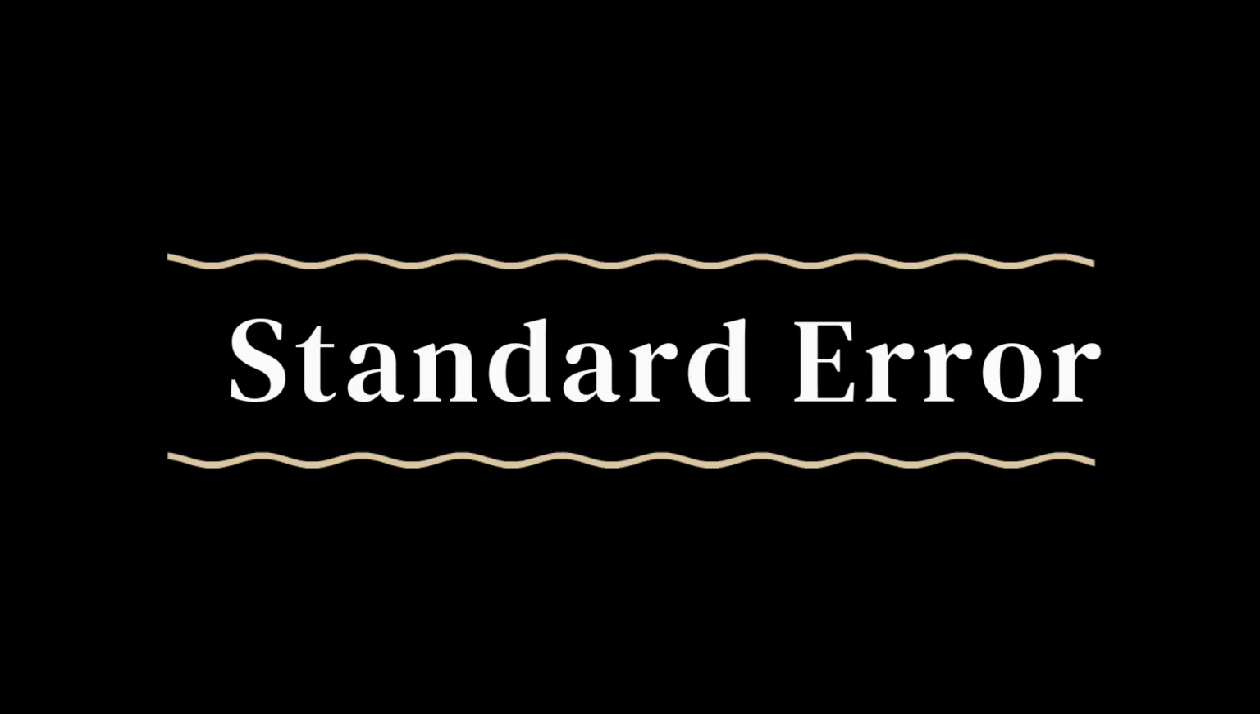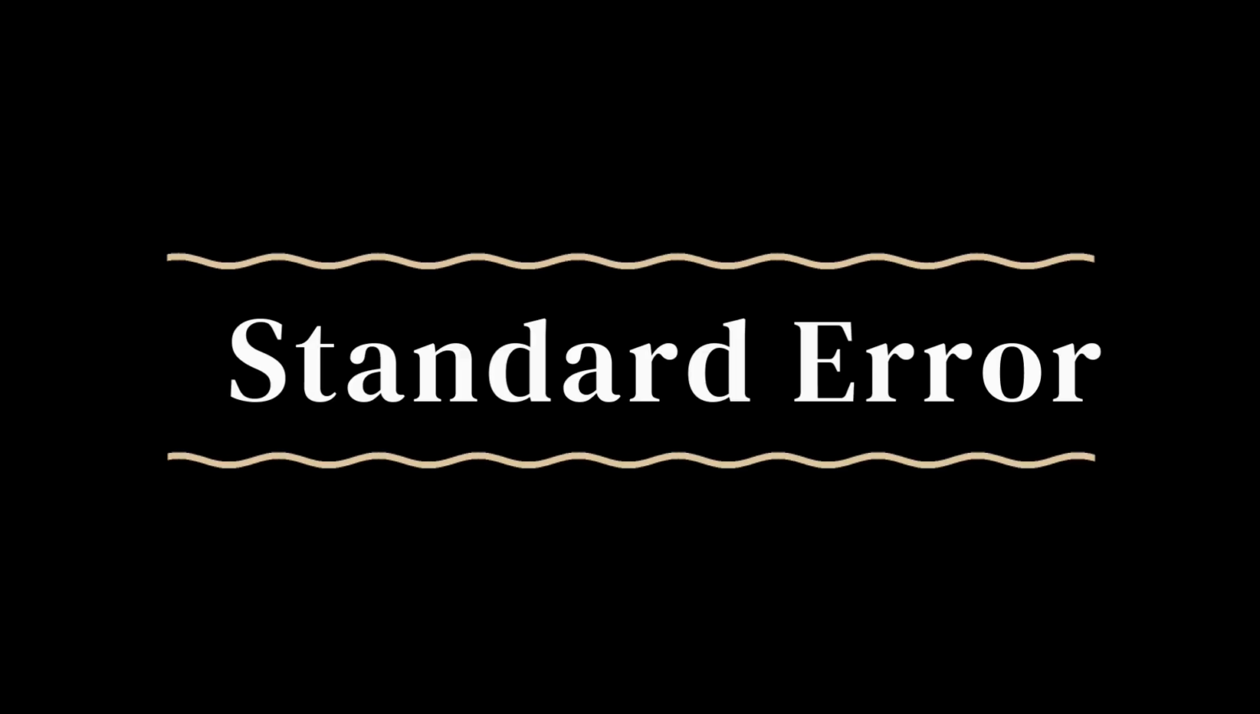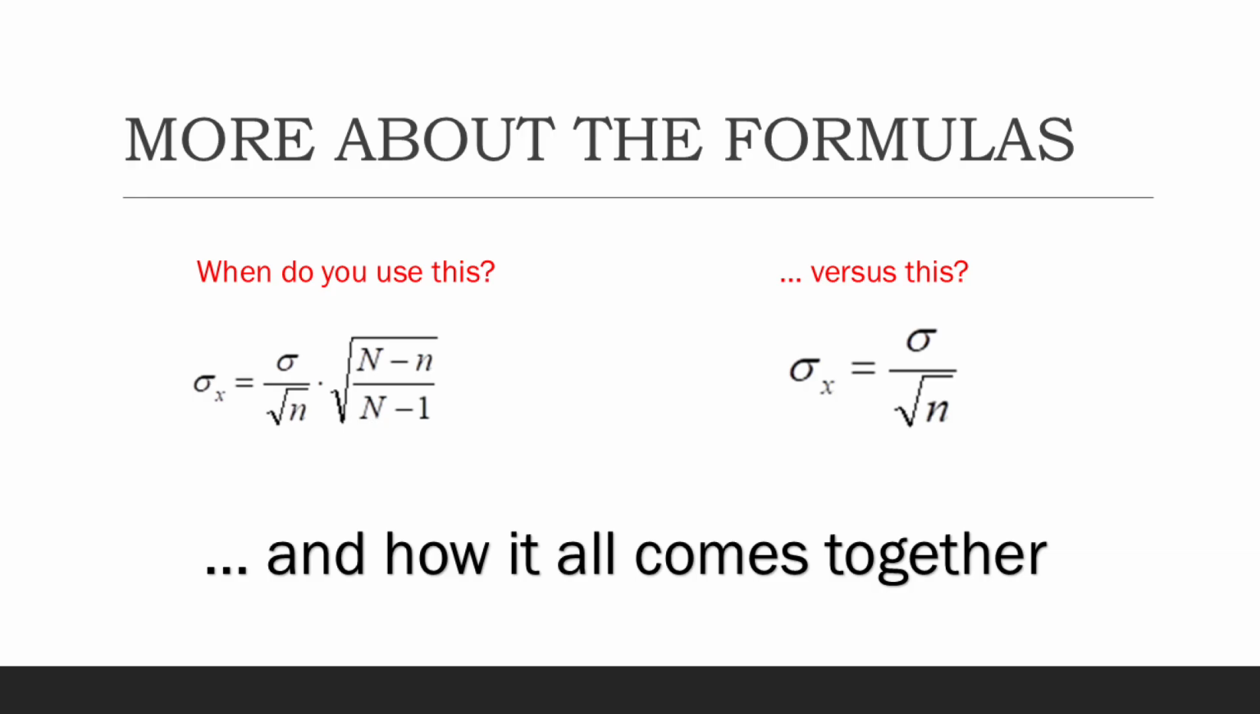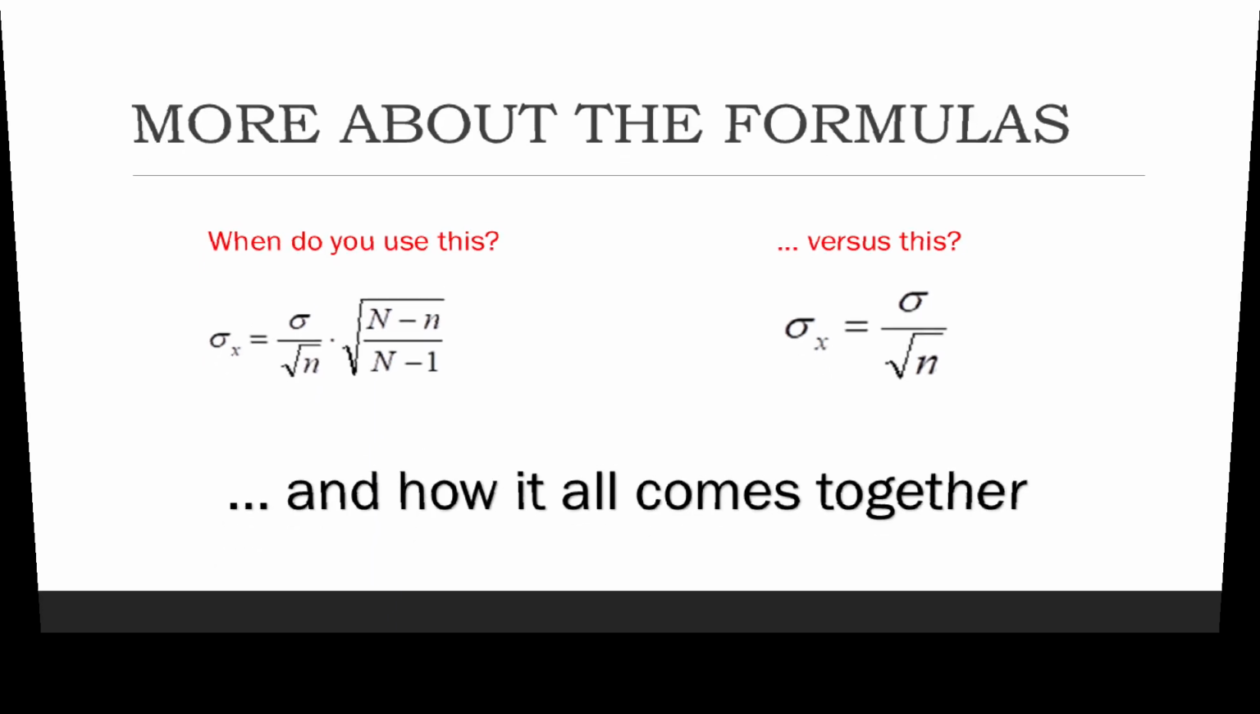Now, one key feature of a sampling distribution is its standard deviation, also called the standard error of the mean. There are actually two formulas we will show here. Depending on the size of the sample, you're going to need one or the other. Question is, when do you use one or the other, and how does it all come together?